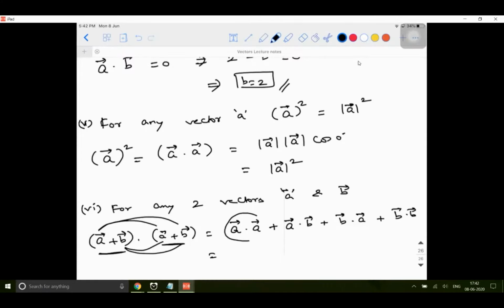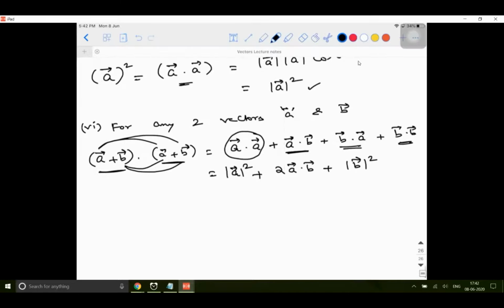Okay. So what is A vector dot A vector? I showed you already. It is modulus of A vector square plus A vector dot B vector, which is the same as B dot A. So that will be 2 times A vector dot B vector plus B vector dot B vector, which is going to be mod B vector square. I hope it is clear till this step. So this can be written as A square plus B square plus 2 into A vector dot B vector, which will be magnitude of A vector into magnitude of B vector into cos theta. So this can be written as A square plus B square plus 2AB cos theta.